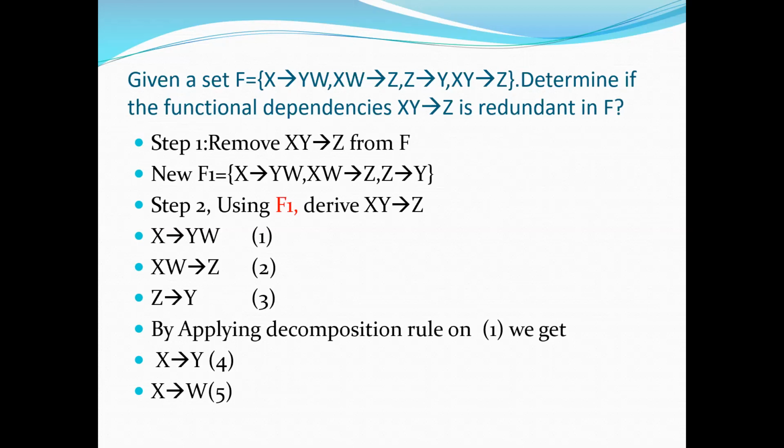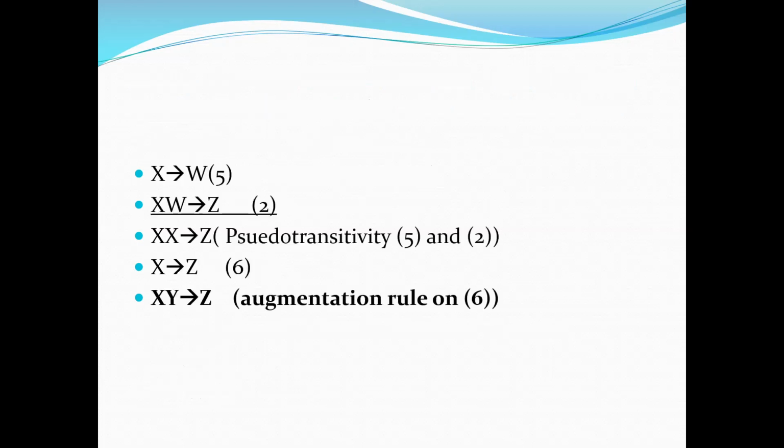By applying the decomposition rule on the first, that means X to YW, we can derive X to Y and X to W. Using the derived functional dependency X to W and the given functional dependency XW to Z, we can derive XX to Z. That is by applying the pseudo transitivity rule between equation number 5 and equation number 2. XX to Z means X to Z. We need not repeat the elements in the set.